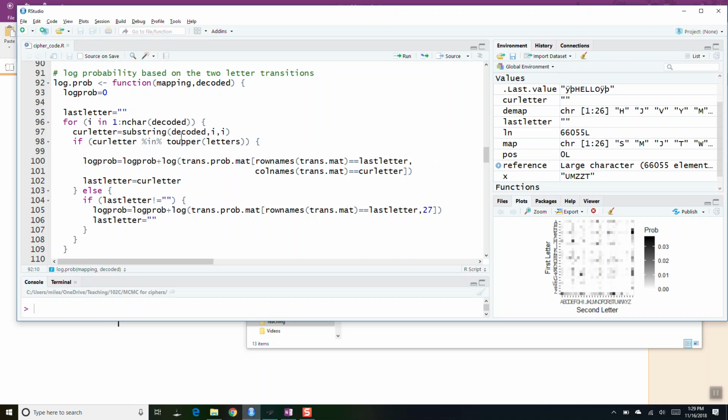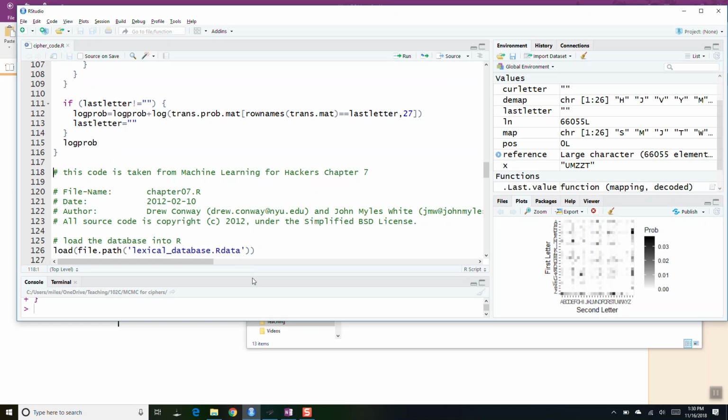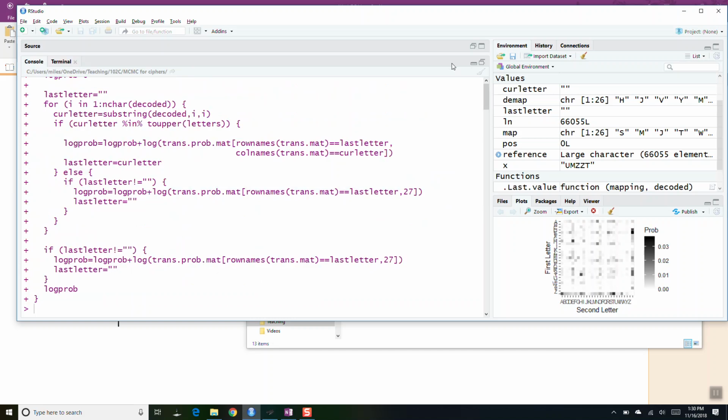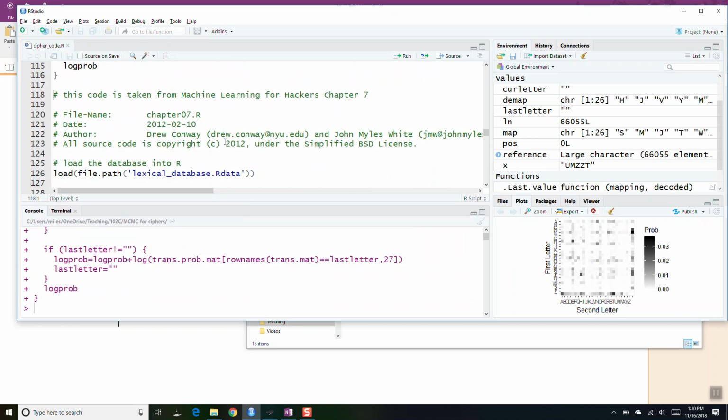Then in the next one is K followed by R. What's the probability of K followed by R? You go to the table, the 27 by 27 matrix, and you say K followed by R has this probability. And you look that up for everything in your decoded string, and you get a score for the decoded word or the decoded phrase based on the two-letter probabilities. Okay? Does that kind of make sense?